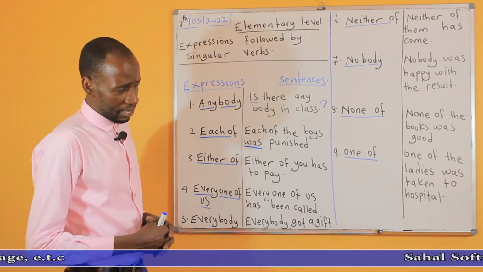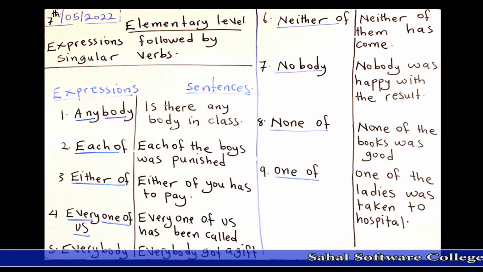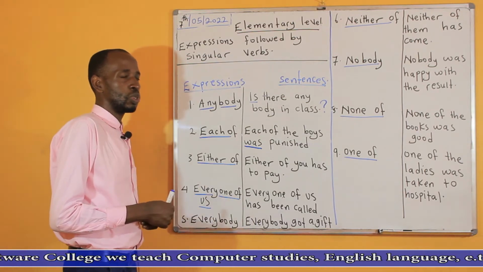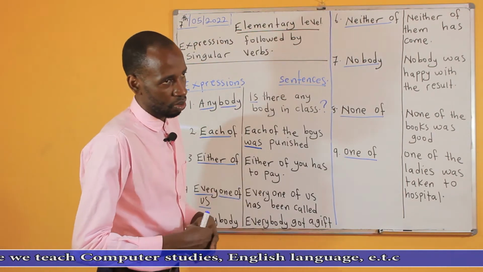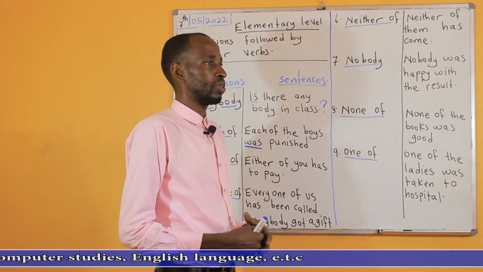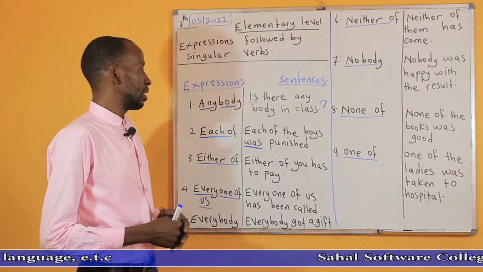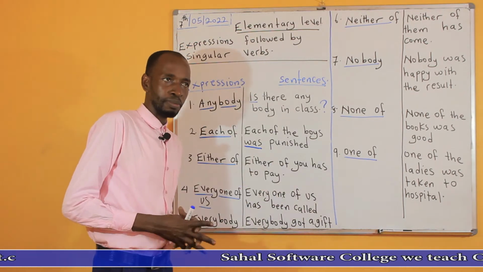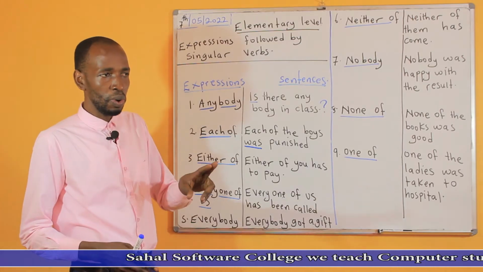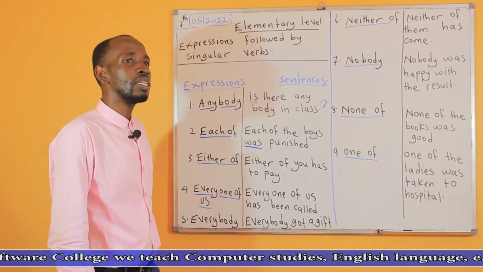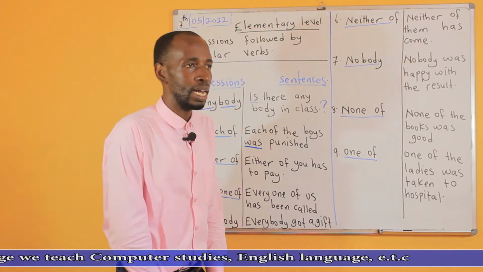Let's go to number 3, friends. Either of you has to pay. Either is mainly used to talk about two things, two people, two things. So either of you has to pay. It means any of you. If you are two people and you come to me and say, who will pay? I can say either of you has to pay.